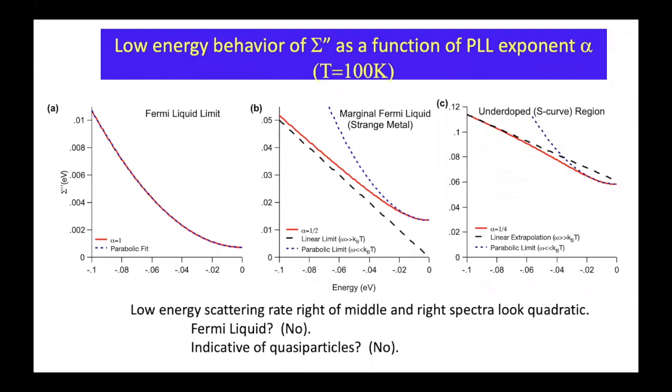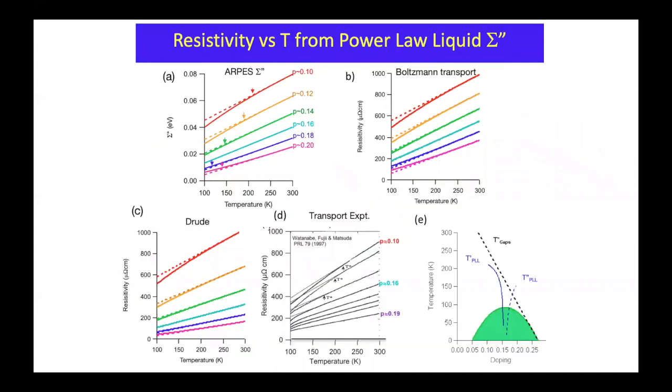It's explicitly linear. And we have this S-shaped thing here for the underdoped region. Again, it looks sort of quadratic-like and sort of linear-like. So looking at one portion, we would argue, is not sufficient to understand these forms. Of course, with this form of the self-energy, I can plot versus any doping now. Remember, the power law exponent is linear in doping, so these are different doping levels.